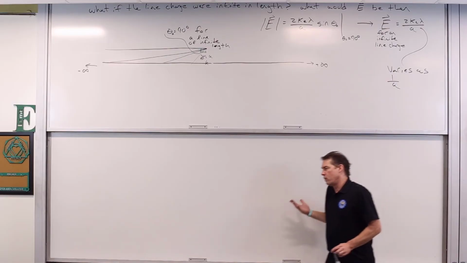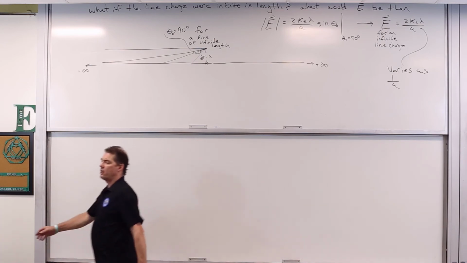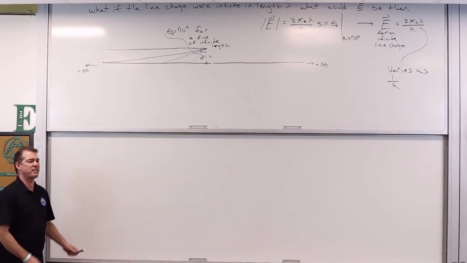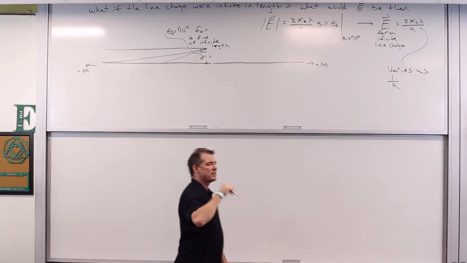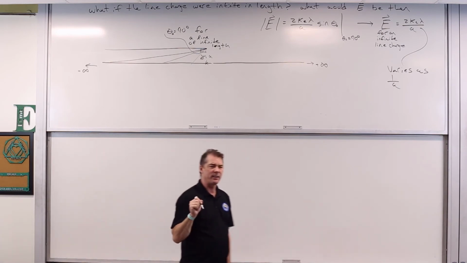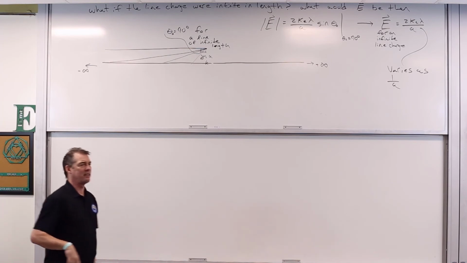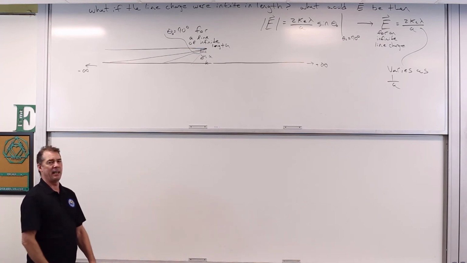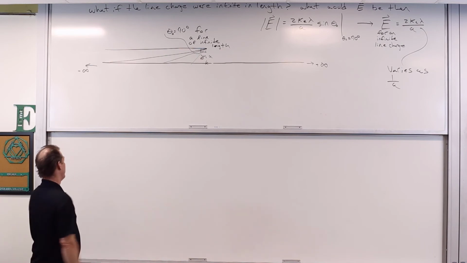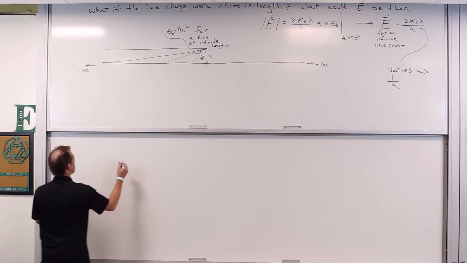All right, so what do we have? We've got ourselves a line charge that's laid across the x-axis, going from x equals 0.3 to x equals 0.5, and we want to know what is the electric field at the origin, above the midpoint, and then what happens if it's an infinite line charge.